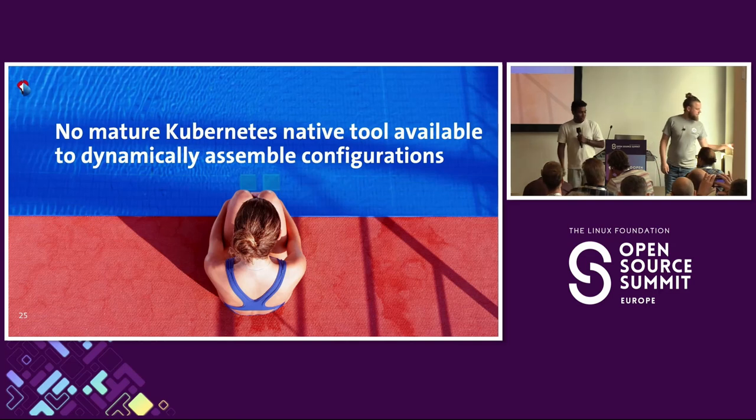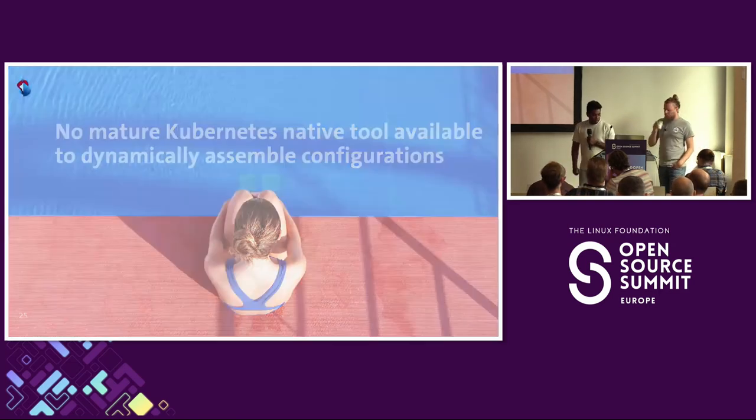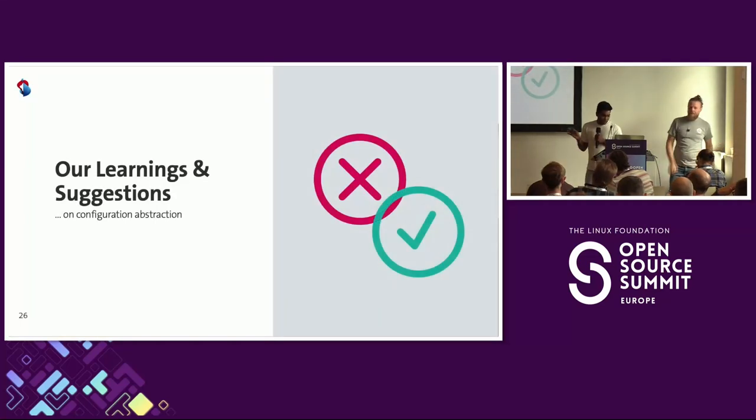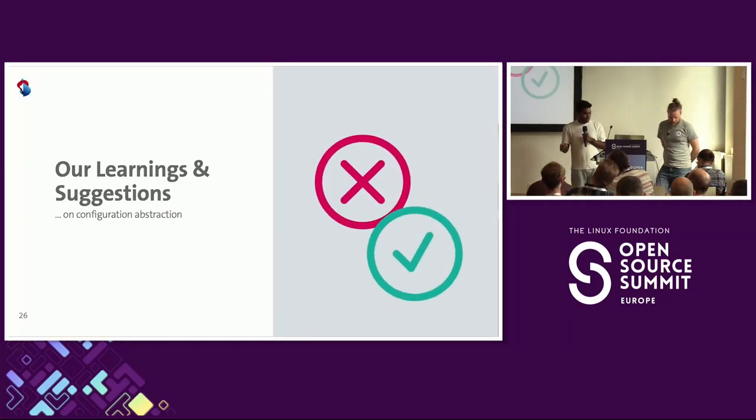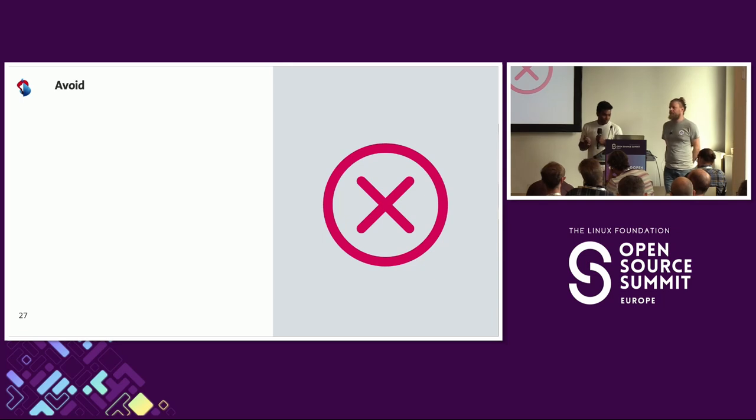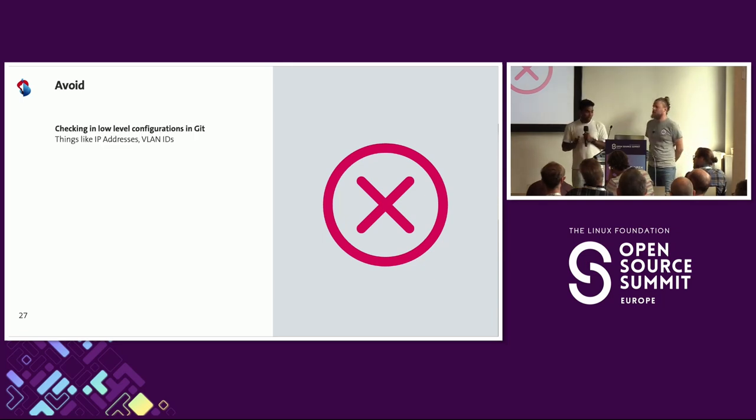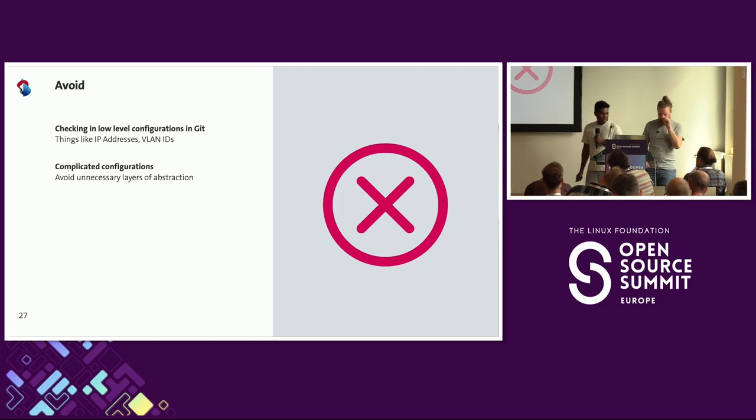Yeah, thanks. So as you all mentioned, it's not a telco specific use case we are looking into. So a few learnings and suggestions from our end. Let's look into things to avoid first. Checking low-level configurations into Git, like IP addresses, VLANs, is a troublesome thing, so you might get in trouble if you do that. Introducing abstraction is needed, but only use it where it's needed. If you add too much abstraction, its complexity increases, so you should avoid doing that.